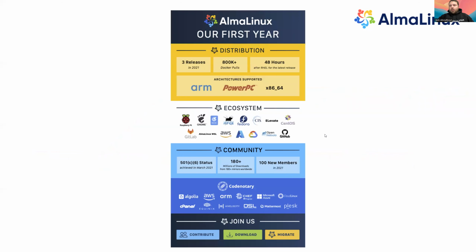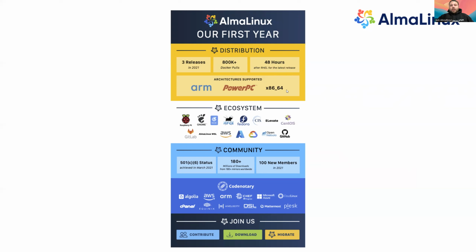We've been around for about a year and a half now, and we had a phenomenal year and a half. This is a graphic that we put out for our first year, an anniversary to celebrate what we've done and what we've enabled for the community. We had 3 releases the first year. We had over 800K Docker pulls. We released 8.5, which was the third release, 48 hours after RHEL did, which was amazing.